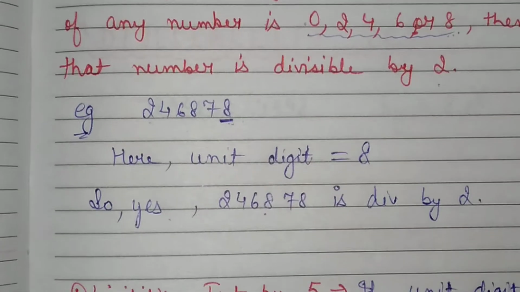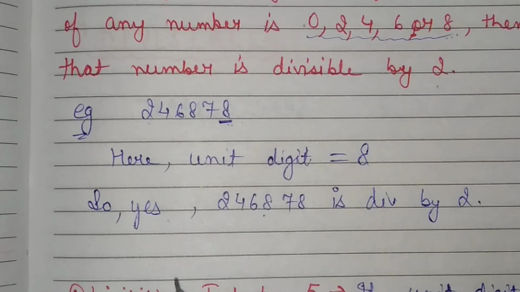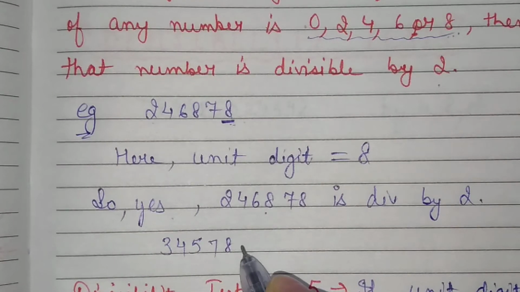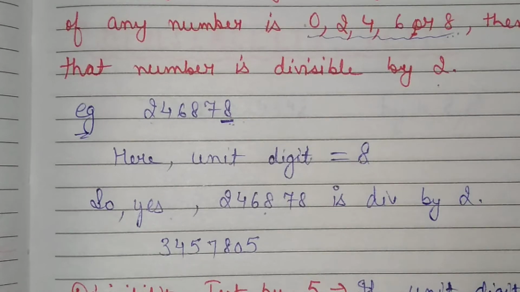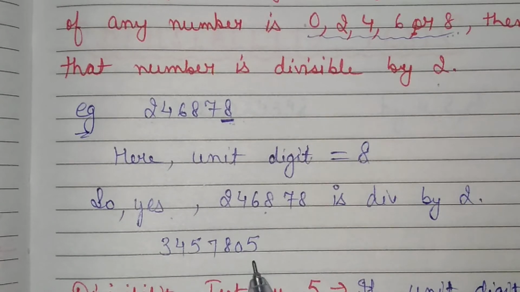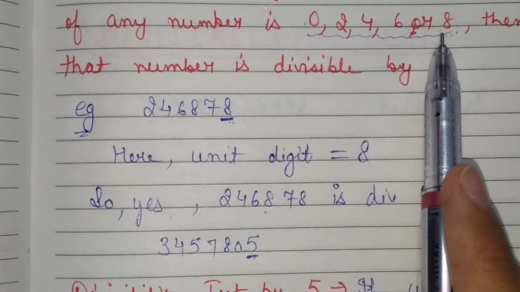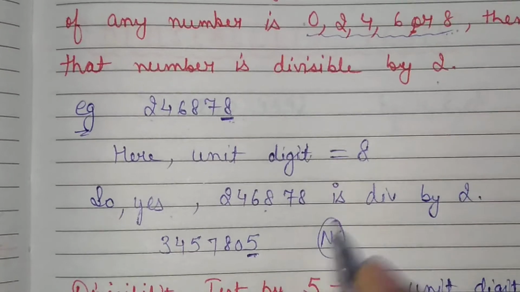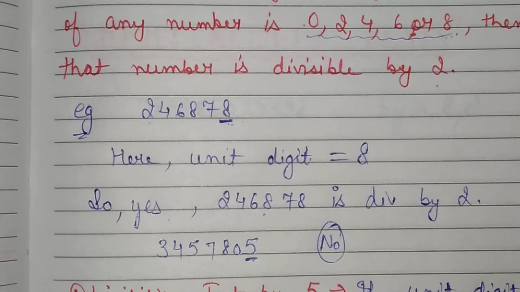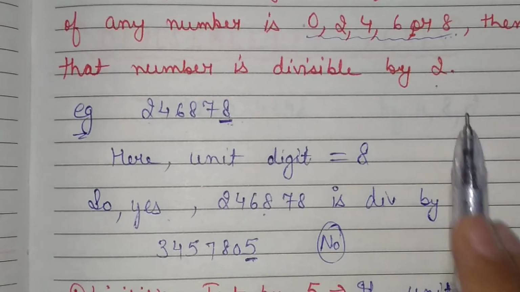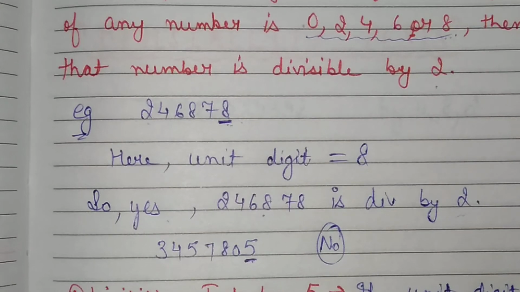For better understanding, let us take one more example. Suppose somebody is asking whether 3457805, any number you can take, is divisible by 2. What I will do, I will see the unit digit. Unit digit is 5 and 5 is not in the list, so I will say no, it is not divisible by 2. But please write carefully, give the answer carefully in exam in this manner. I hope now it is clear to you.